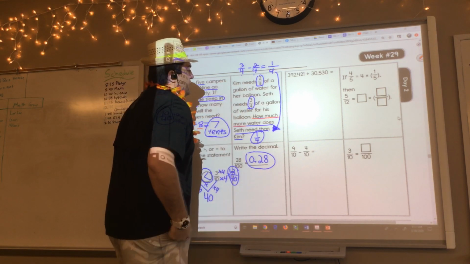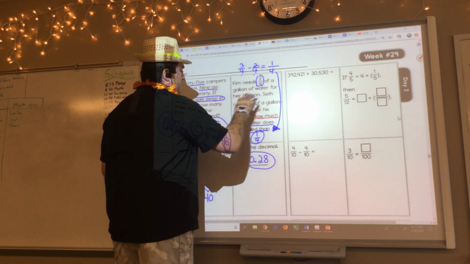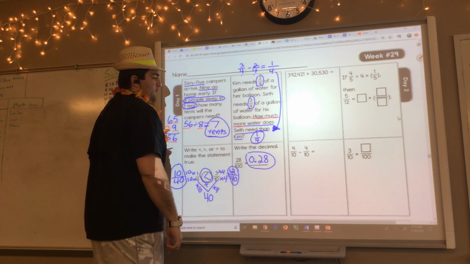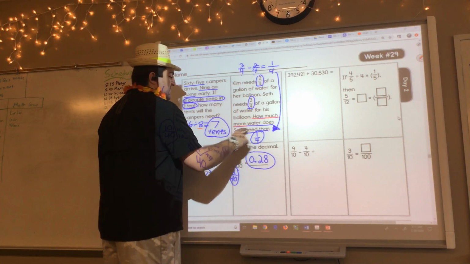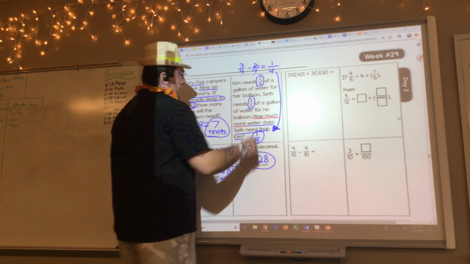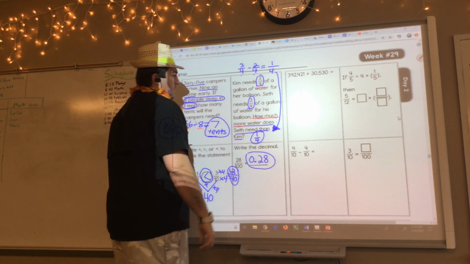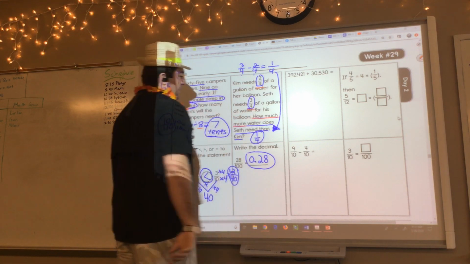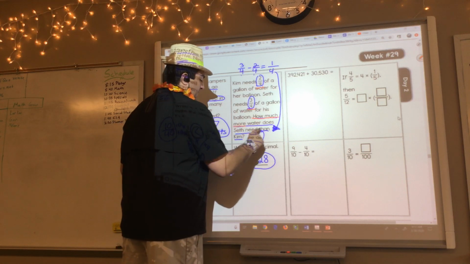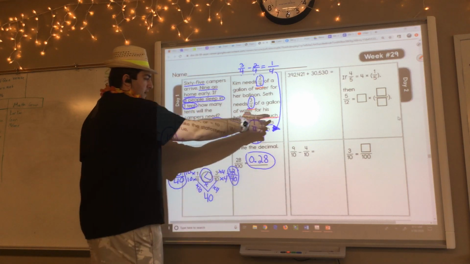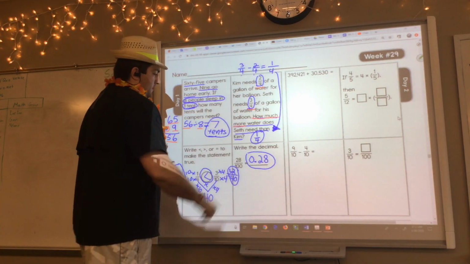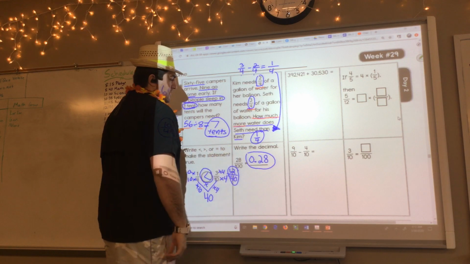We have Kim needs 2/4 of a gallon of water for her balloon. Seth needs 3/4 of a gallon of water for his balloon. How much more water does Seth need than Kim? So what I did is I circled 2/4 and I circled 3/4. Then I underlined how much more water does Seth need than Kim. Now again, I already have this underlined here, but I'll do it again with a different color so you guys can see. That's the main question that I'm looking for.